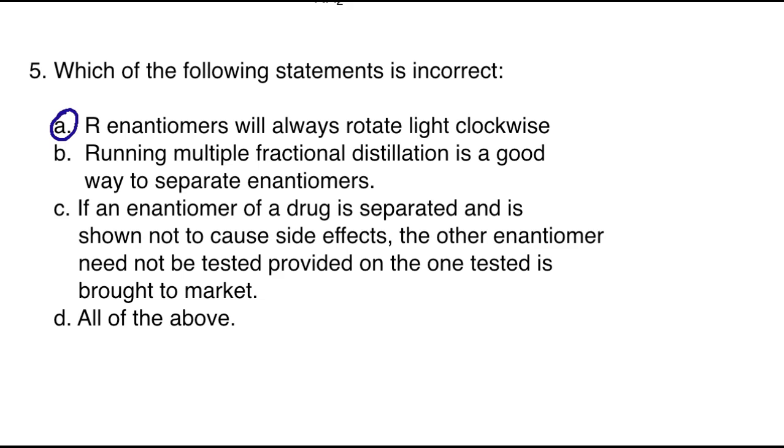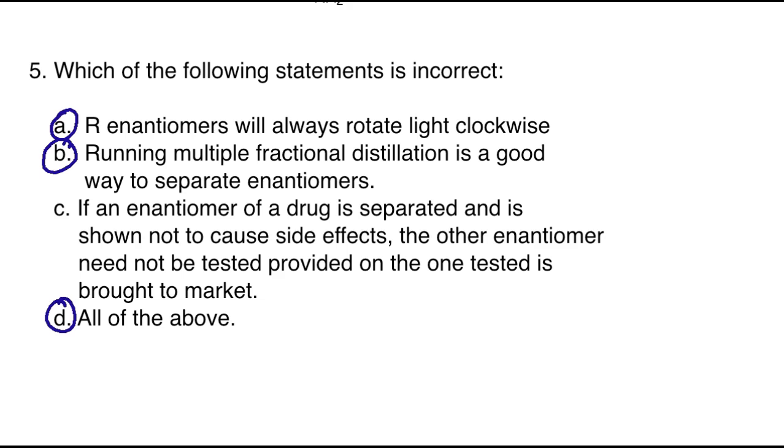Now, when we take a look at B, running multiple fractional distillations is a good way to separate enantiomers. Well, that would really not be an appropriate choice here because running multiple fractional distillations is considered to be separating through boiling point. And we've discussed the fact that enantiomers are not going to be easily separated through physical properties, and boiling point is a physical property. So that means B is also incorrect. So you're already aware now that D is the one you're going to be going for, right? But let's just check here.